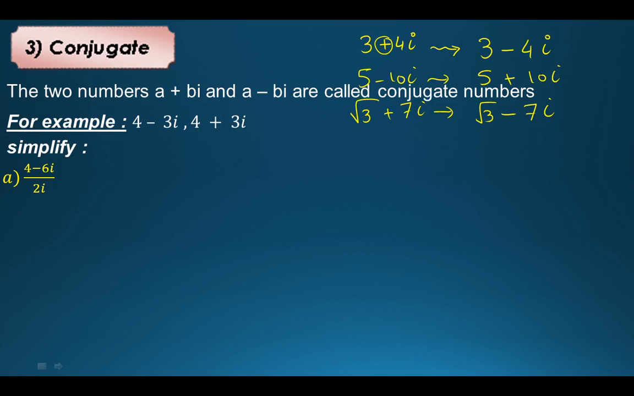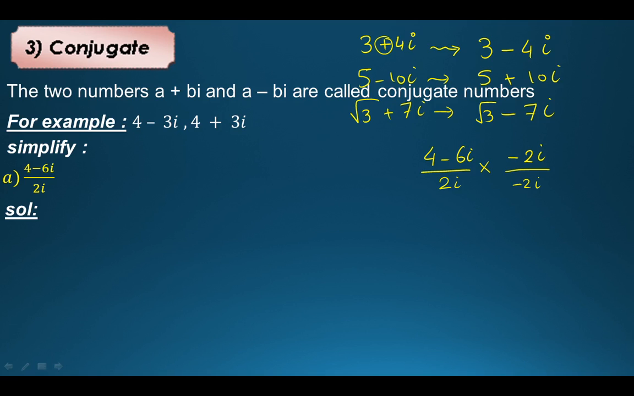In this example, we can solve it using two ways. For the first solution, for 4 minus 6i over 2i, you can multiply by the conjugate of 2i. So what is the conjugate of 2i? 2i can be written as 0 plus 2i, so the conjugate is 0 minus 2i. So we are going to multiply by negative 2i over negative 2i, which is the conjugate of 2i. Okay, this is the first method.